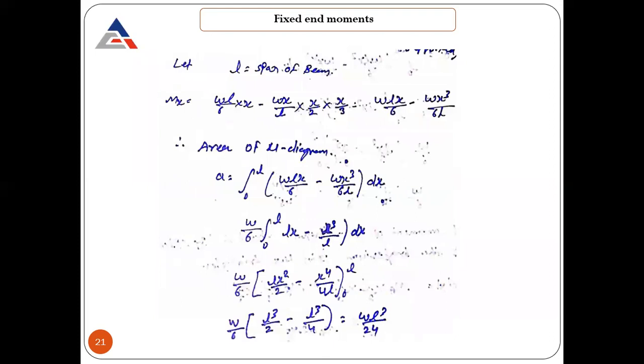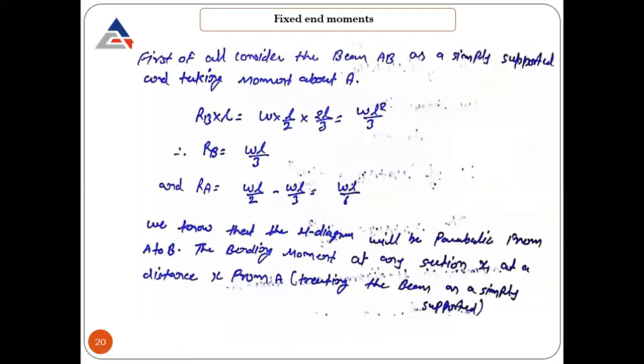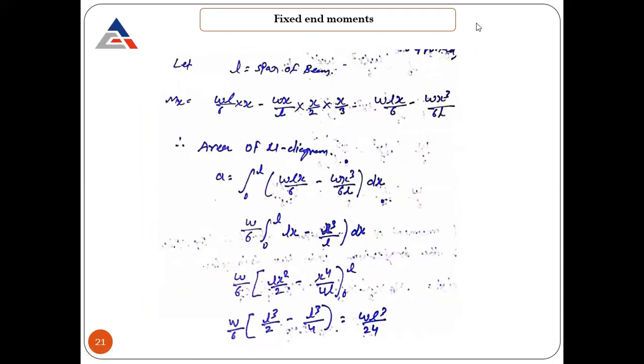So span we already know, that is L, Mx, which is the moment at any section x, which is coming out to be RB or RA into the perpendicular distance, which is WL by 6 into x minus, this is the height. That is a triangle which is the remaining. Let me draw again for you people. Let me show you again what value is coming. So this is the diagram.